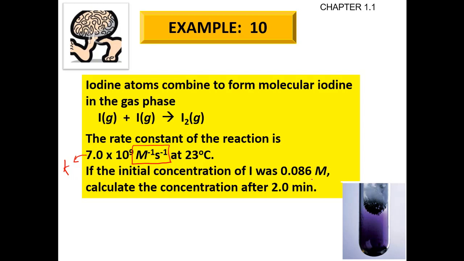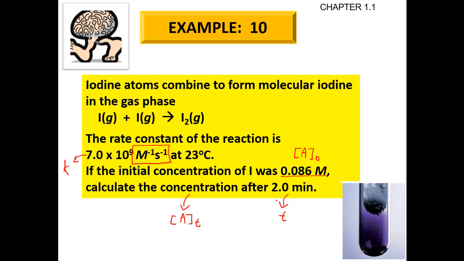Okay, so the initial concentration is 0.086. Calculate the concentration after 2 minutes. So dia nak kita calculate concentration at time T. Again, tengok masa dia dalam minit tapi rate constant dalam second. So nanti masa tu kita tukar kepada seconds lah.